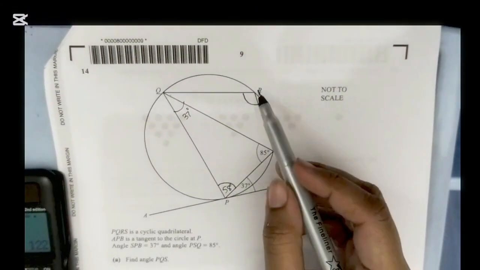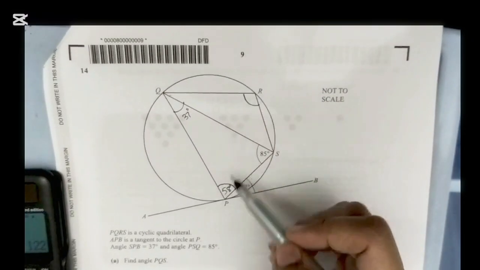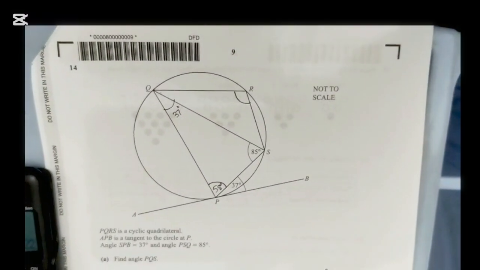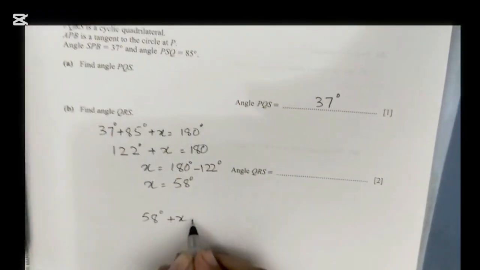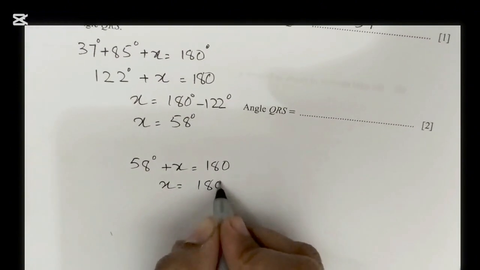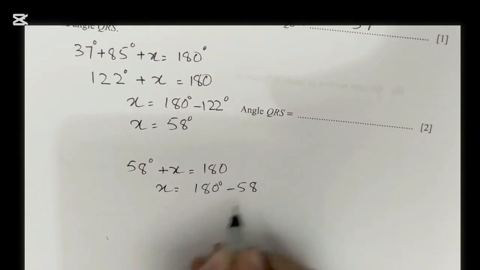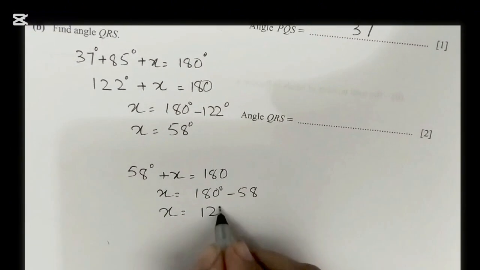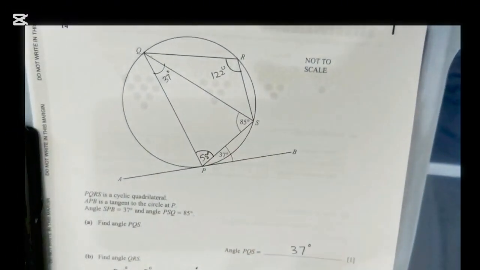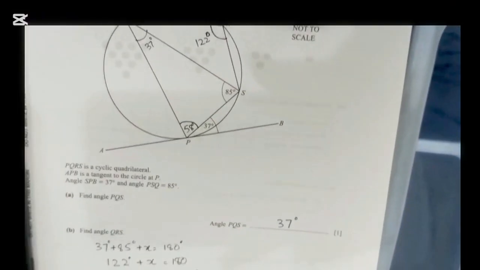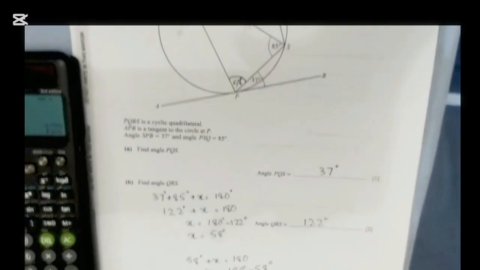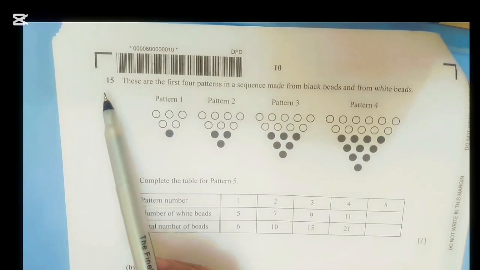And now the sum of opposite angles in the cyclic quadrilateral is equal to 180. So I'm adding 58 degrees plus x is equal to 180 degrees, and x is equal to 180 degrees minus 58. So x is equal to 122 degrees. So this angle will be equal to 122 degrees. So I'm going to write 122 degrees over here. Done.